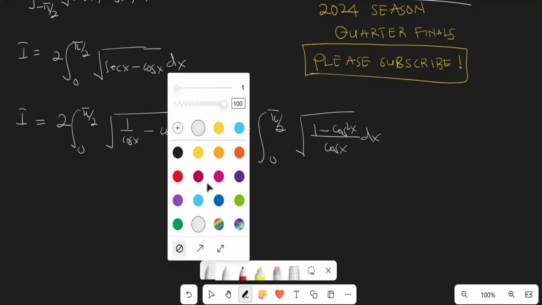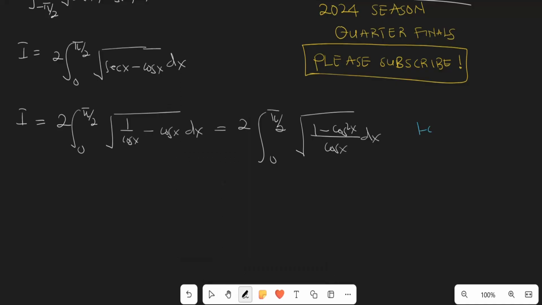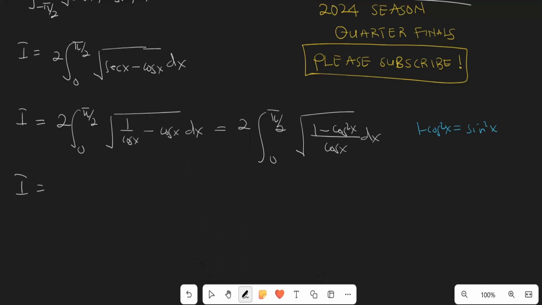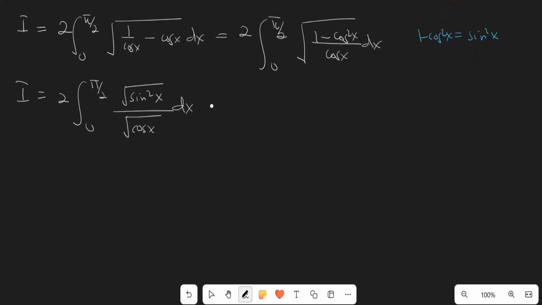And what is 1 minus cosine squared of x? It is the same as sine squared of x, using the Pythagorean theorem. So this becomes 2 times the integral from 0 to pi over 2 of the square root of sine squared of x all over the square root of cosine of x dx. And the square root of sine squared x is sine x. So we have the integral from 0 to pi over 2 of sine of x over the square root of cosine of x dx.